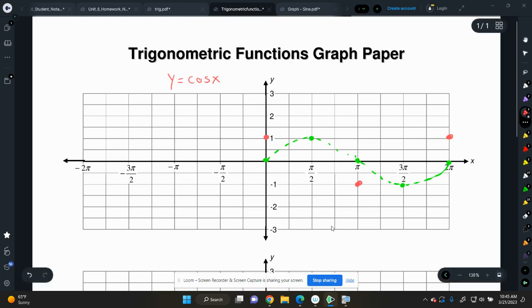What's the cosine of pi over 2? 0. Cosine of pi over 2. Right, here's our unit circle. Pi over 2 is right here. Okay. And the cosine of 3 pi over 2? All right, that's down here. Okay. So our cosine function looks like this.